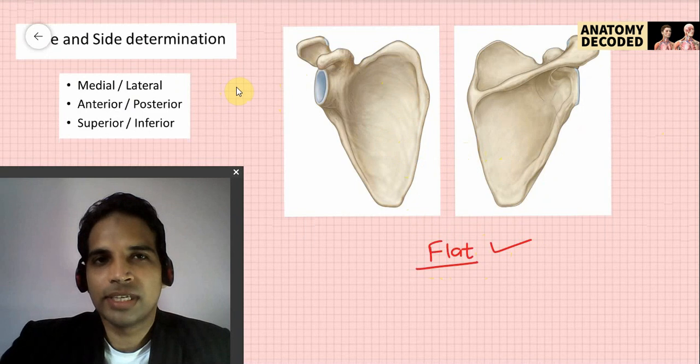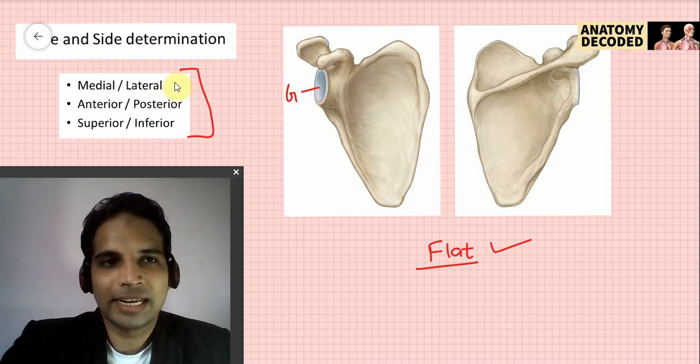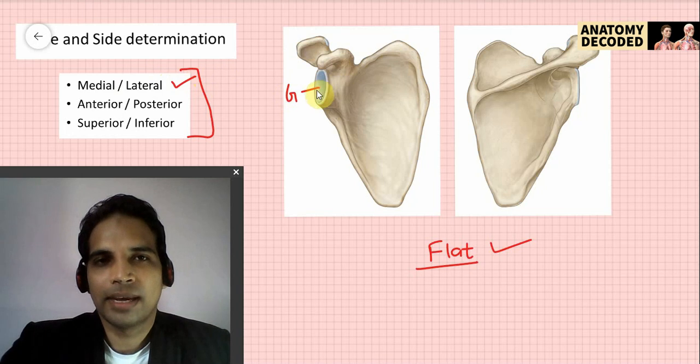Site determination, as I had covered in the previous session, always has to be done in 3 dimensions. We should say points covering these 3 dimensions. So for scapula, which points can we say for site determination? For medial lateral, we can say the glenoid cavity. This is the glenoid cavity of the scapula. It should be facing the lateral aspect because it articulates with the humerus. The head of the humerus articulates with the glenoid cavity of the scapula. As we all know, the head of the humerus faces medially. That's why the glenoid cavity is facing laterally.